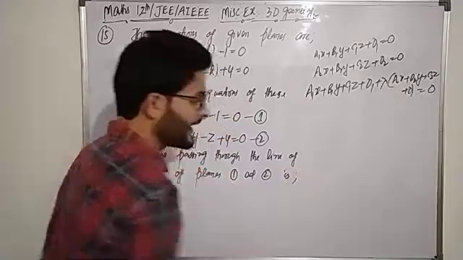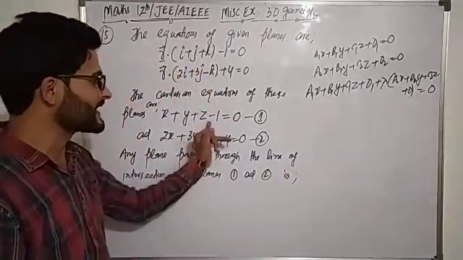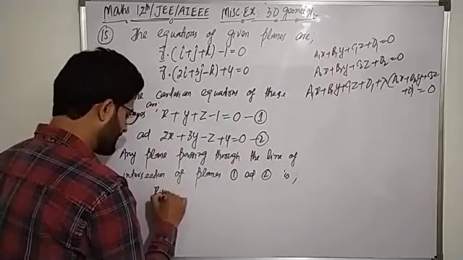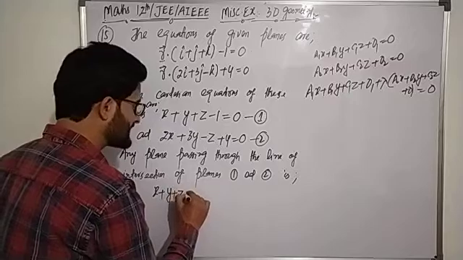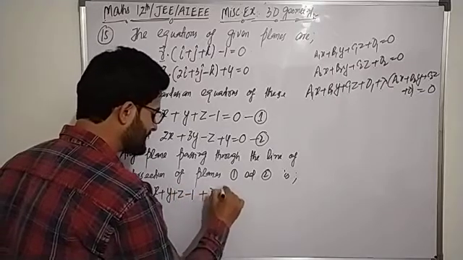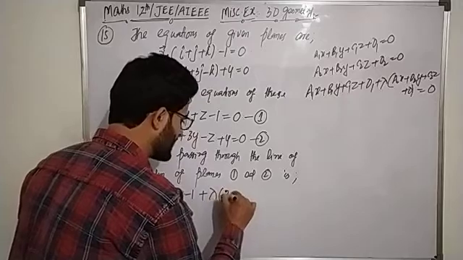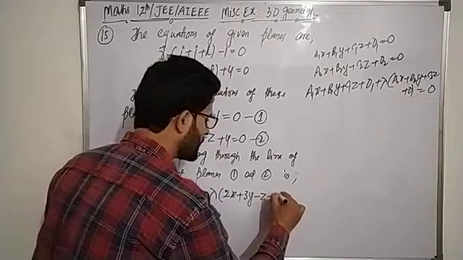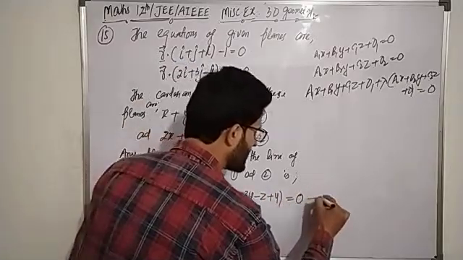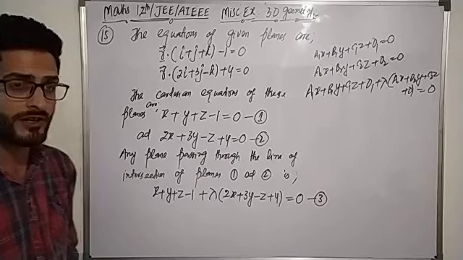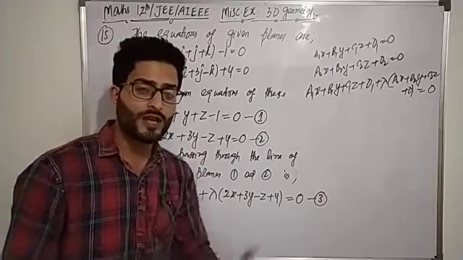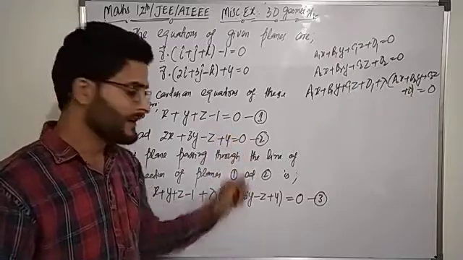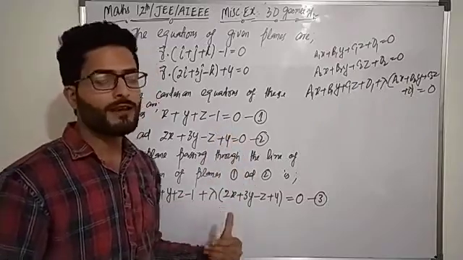What will be the equation of the plane which passes through the line of intersection of planes first and second? x plus y plus z minus 1 plus lambda times (2x plus 3y minus z plus 4) is equal to 0. We will keep that as equation number third. So equation number third is the equation of that plane which is passing through the line of intersection of planes first and second. But here there is lambda, so first we have to find the value of this lambda.